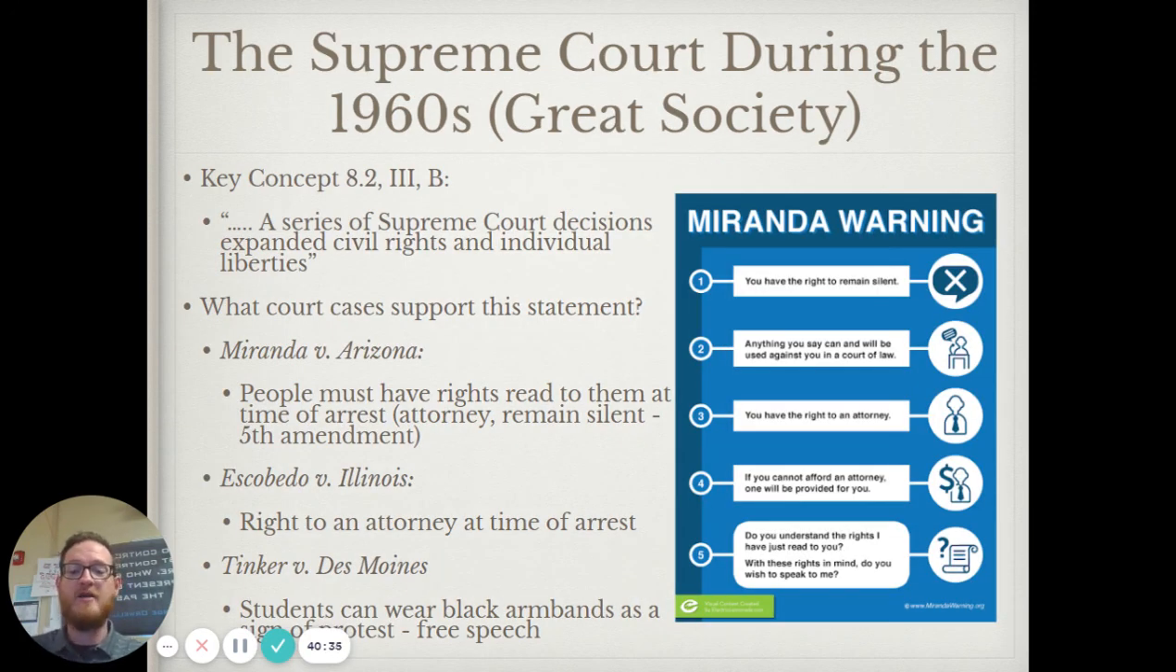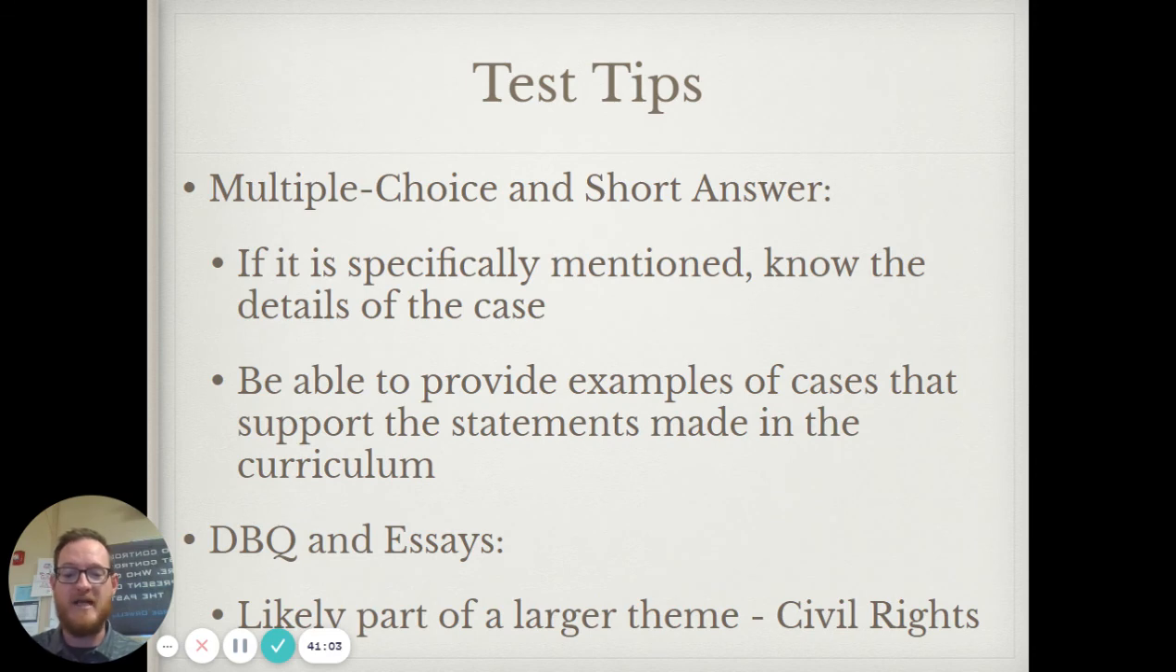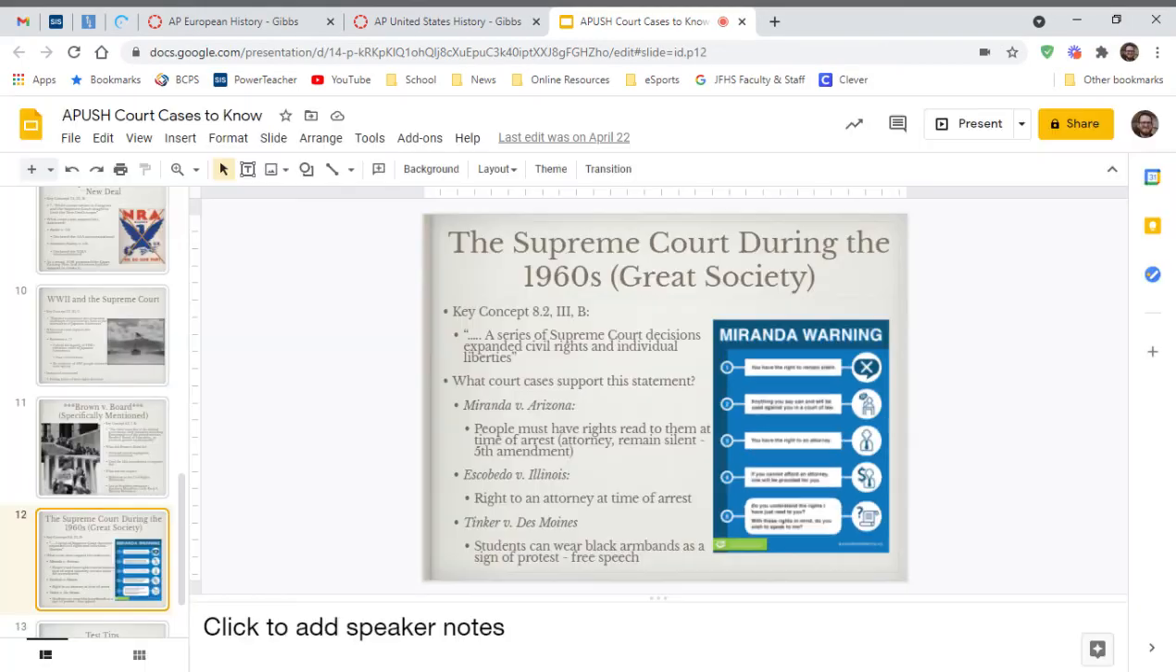Also during this time, during the Great Society programs, there are some Supreme Court cases that you'll hear talked about. Miranda versus Arizona, we've already talked about that. That supports the idea of increased civil rights by letting people know that when they are arrested they have certain rights. Escobedo versus Illinois gives you the right to an attorney at a time of arrest. And then Tinker versus Des Moines, which was a free speech case that said students could wear black armbands as a sign of protest.